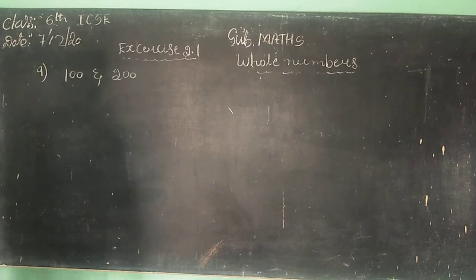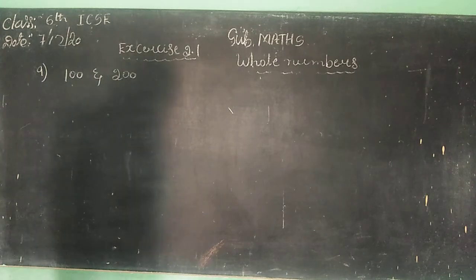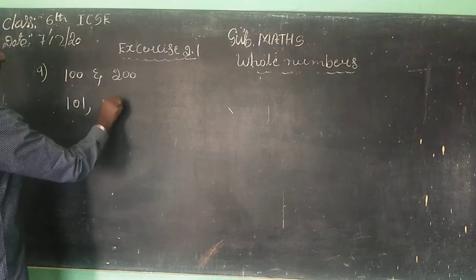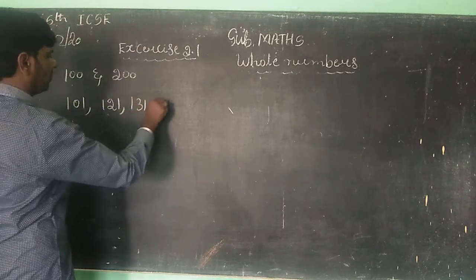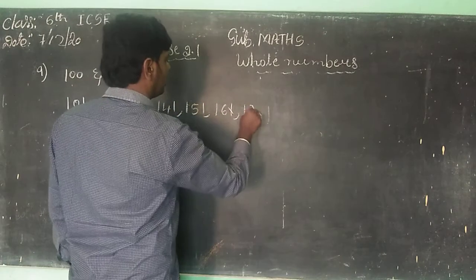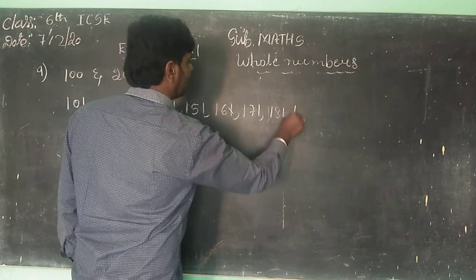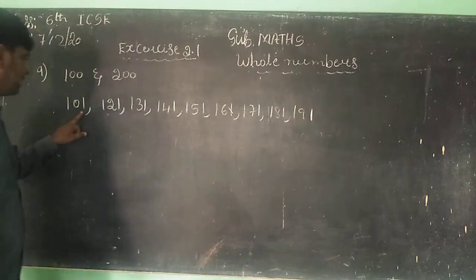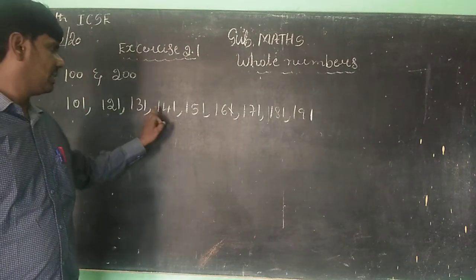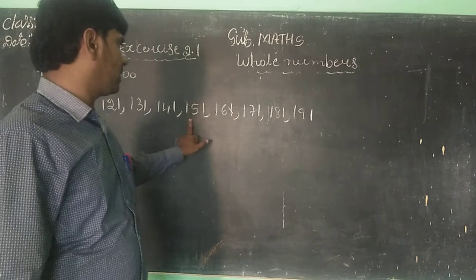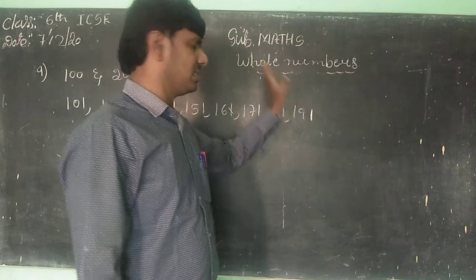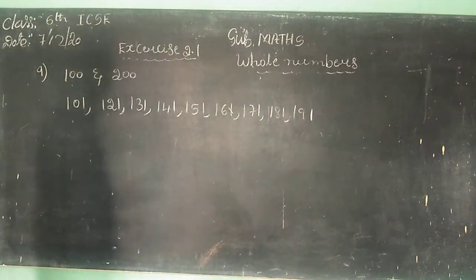So we want to write in increasing order. How can we write? Suppose the number does not change. That's why children, now we want to take 1 is there: 101 and 121 and 131 and 141 and 151 and 161 and 171 and 181 and 191. See here, this 1 cannot be changed. Increase: 1 plus 1 is 2, 2 plus 1 is 3, 3 plus 1 is 4, 4 plus 1 is 5, 5 plus 1 is 6, 6 plus 1 is 7, 7 plus 1 is 8, 8 plus 1 is 9. So these are the numbers, children.